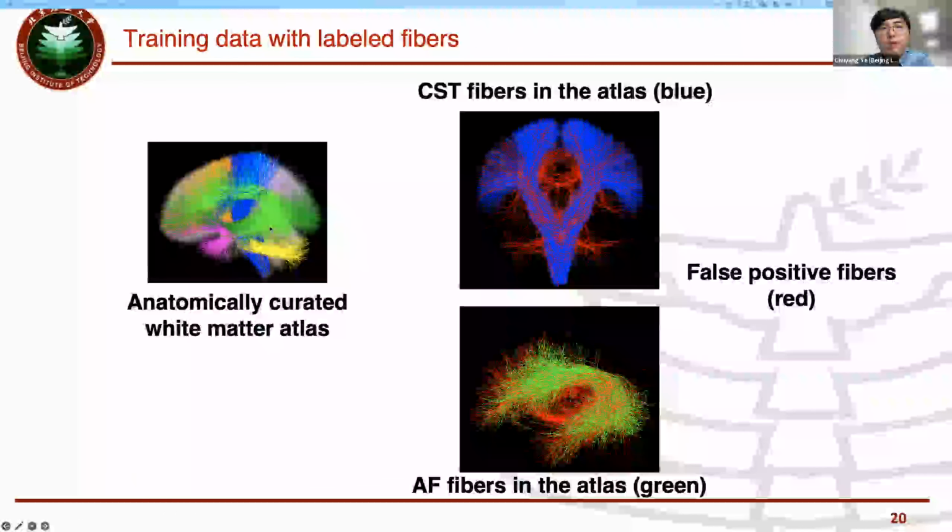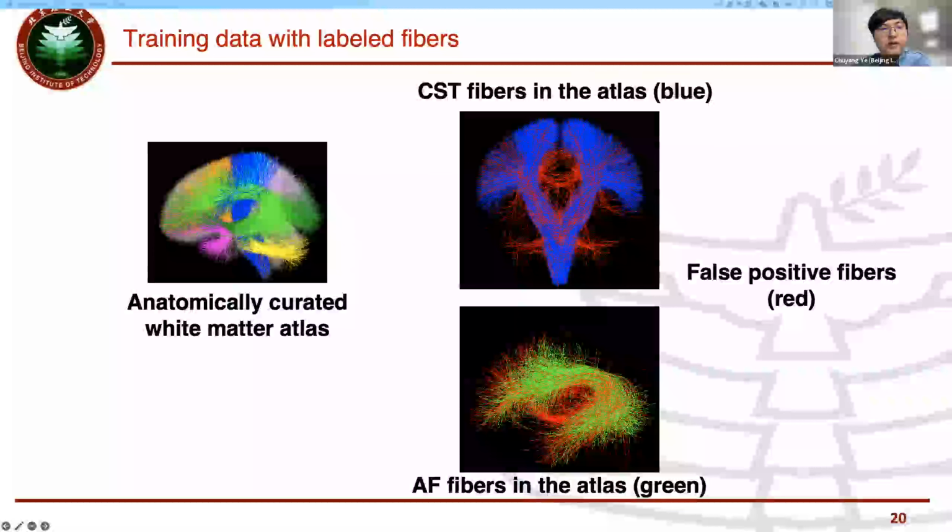So let me briefly go through the process. This is the atlas for training. In the atlas, we not only have the streamlines, we also have the labels of each streamline. For example, here we have the corticospinal tract fibers. We have the arcuate fasciculus fibers. Also, there are some fibers that do not have an anatomically defined label. They are all grouped into these false positive fibers.